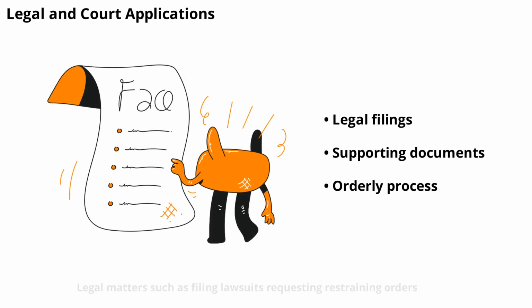Legal matters, such as filing lawsuits, requesting restraining orders, or seeking court-appointed representation, often require government applications. These applications must be completed accurately and may require supporting documents or legal representation. The process ensures that legal proceedings are orderly and fair.